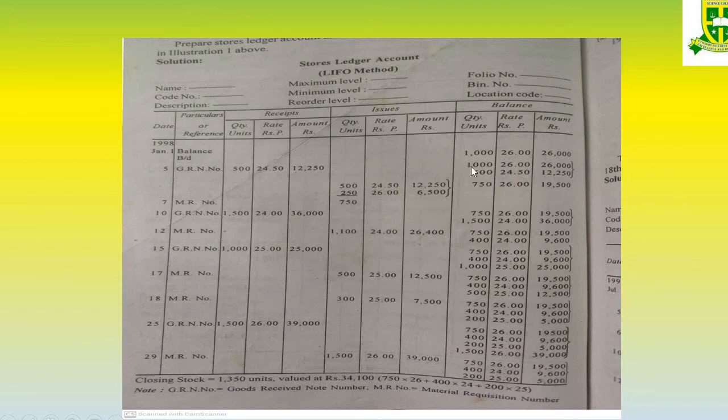Then I am going for the first material available, which is 1000. From 1000 I have to take 250. So 250 I need from 1000. So what is the balance available? 1000 minus 250, which is 750. So what is the cost of the balance available? 26.